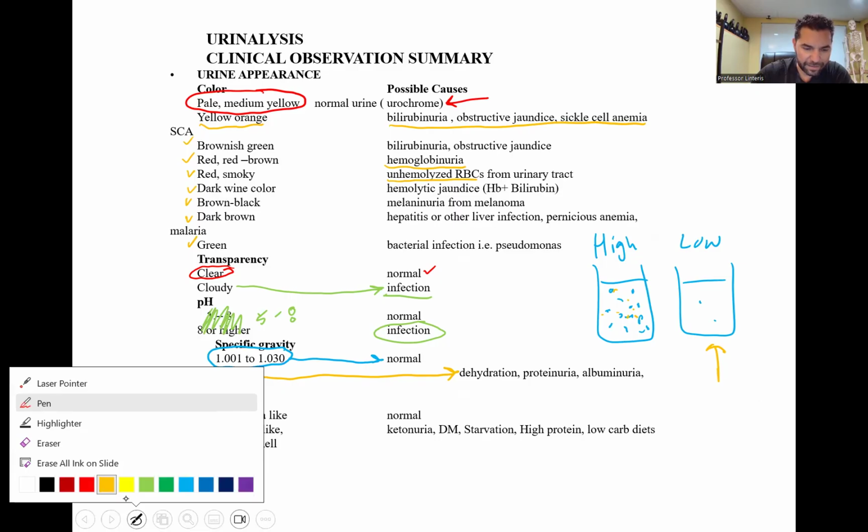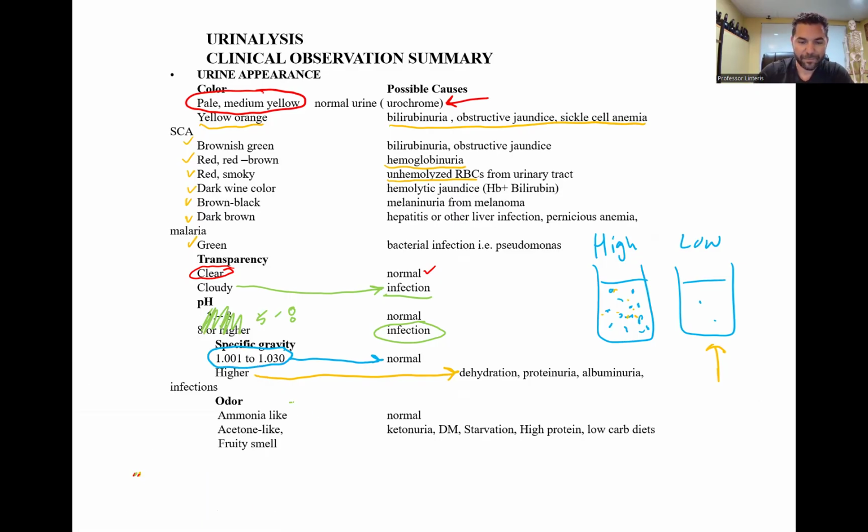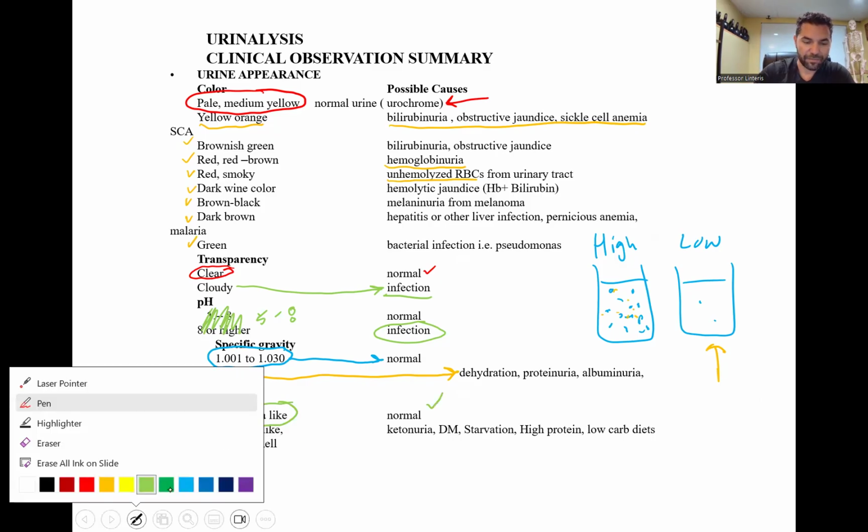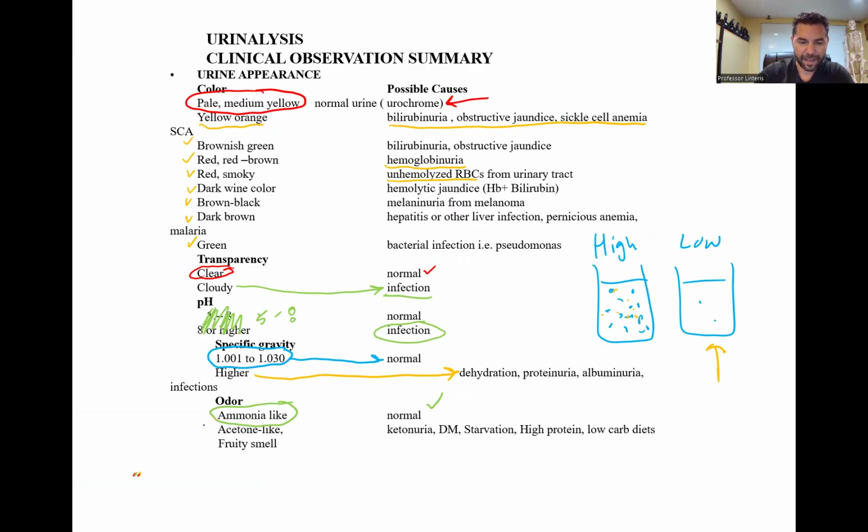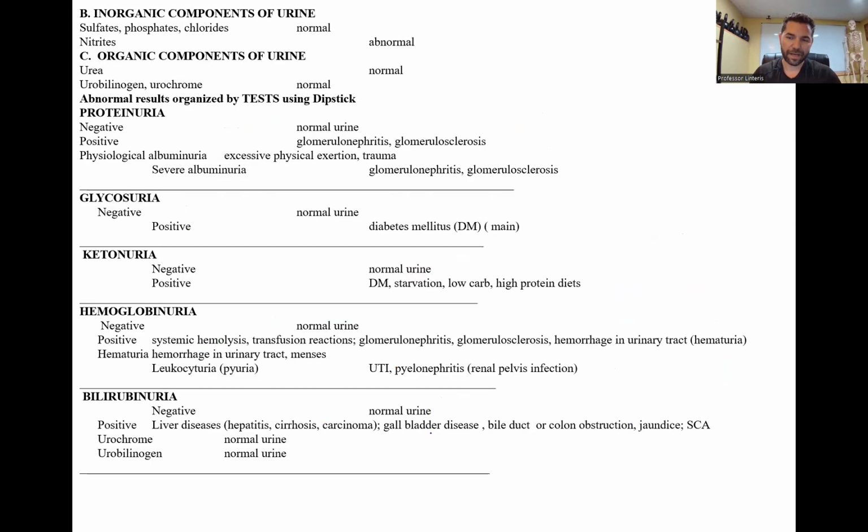What does it smell like? It smells like urine, right? We call that an ammonia-like smell, which would be normal. 2 things we are not looking for, unless, of course, you're on a ketogenic diet or something like that, would be a fruity acetone-like smell. This would be because of the presence of ketones. We find ketones present in diabetes mellitus, in times of starvation, sometimes low carbohydrate diets. But ideally, it does not smell super sweet acetone. It smells like ammonia, which would be regular urine.